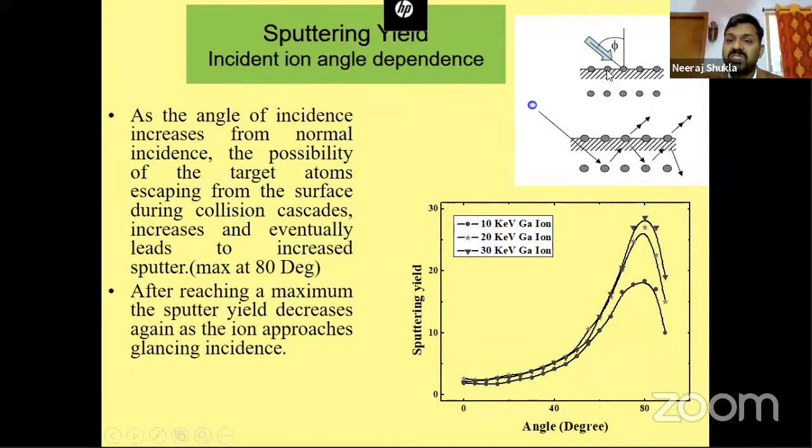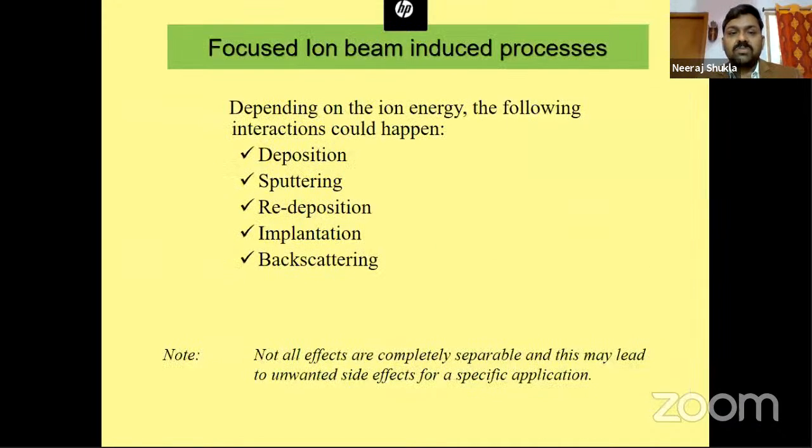If it is almost a grazing angle, the yield comes down again, because the ion will not have any impact on the surface. It will just graze the surface, move on, and have no impact. So angles like 60, 70, 80 degrees are very good for removing more atoms from the surface. Low energy and oblique incidence give you better results if you want to increase the yield and remove more atoms.